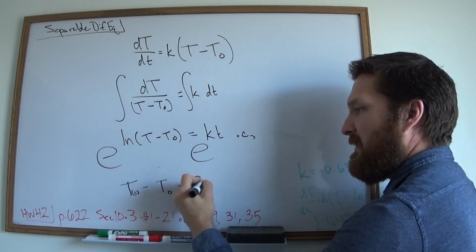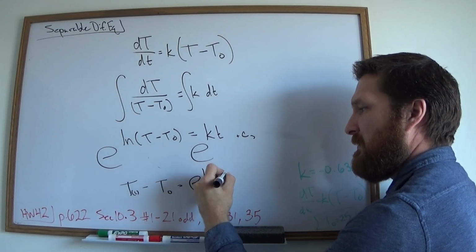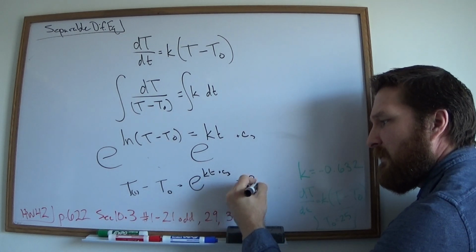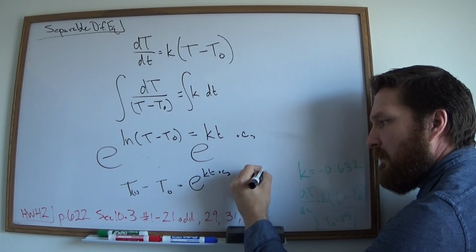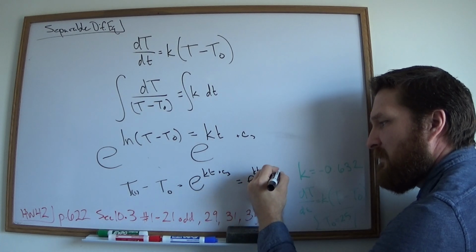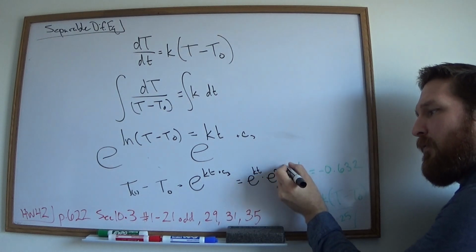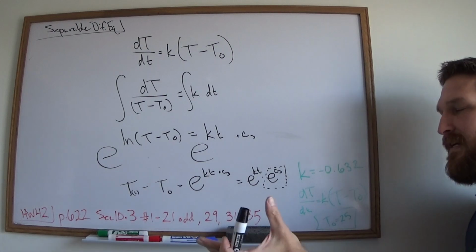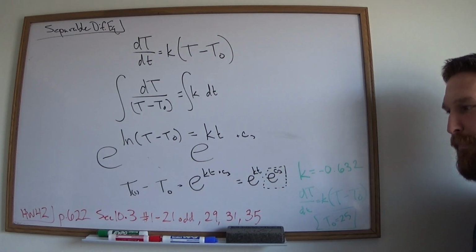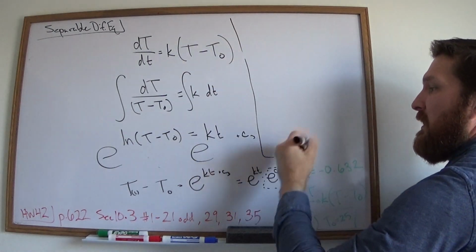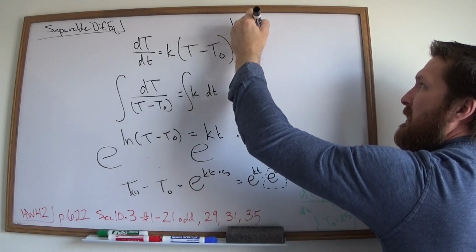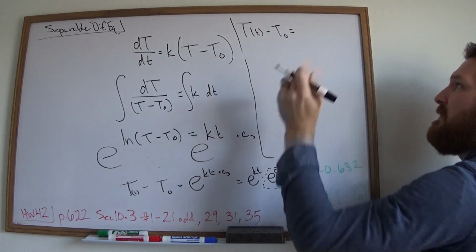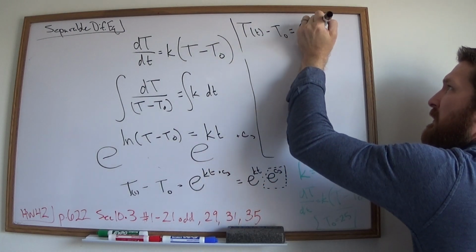Now this is e to the kt plus c3, and we're going to play the same trick here. We're going to just keep absorbing everything into a constant that we can. This is just c3, and therefore this entire thing is a constant. E to the whatever c3 is just some constant. We're going to call it big C. So that gives us T of t minus T0 is equal to some constant times e to the kt.